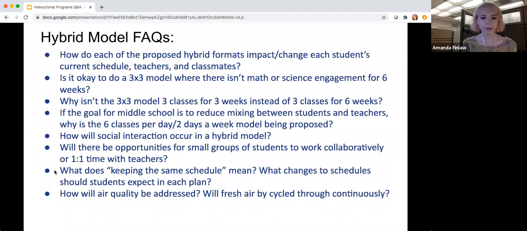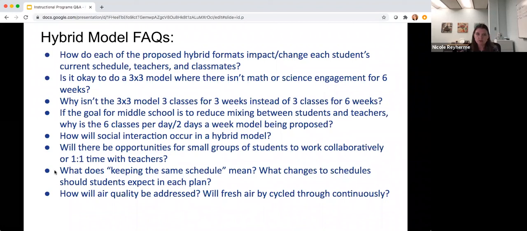What does keeping the same schedule mean? What changes to schedules should students expect in each plan? Keeping the same schedule means having the same 6 classes that our students are enrolled in right now. So when we ask if that's one of your priorities, it means you might not want to switch, having English first thing in the morning for math instead. So we're just trying to get a sense of how our families and our students feel about various changes in schedules.